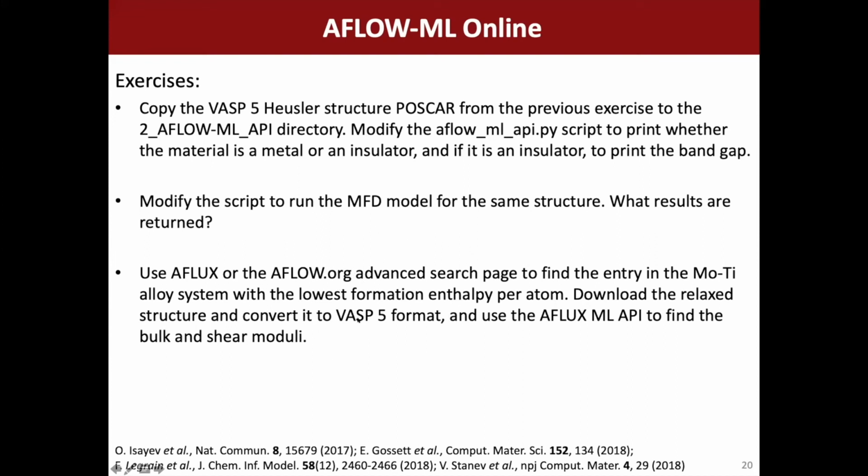Okay, and now the last one is a little bit more complicated. It combines this ML API with the things you learned yesterday about using AFLOW. So this shows you how to combine the different parts of AFLOW to try and solve something that's a bit more complicated. The idea here is to find an entry in the molybdenum titanium alloy system with the lowest formation enthalpy per atom. Then you download this relaxed structure, so download the postcar, convert it to FAST5 format, and use the AFLOW-ML API to find the bulk and shear moduli for this system.